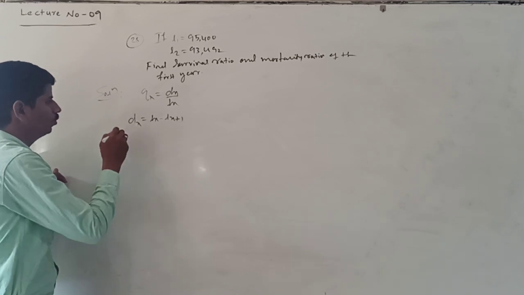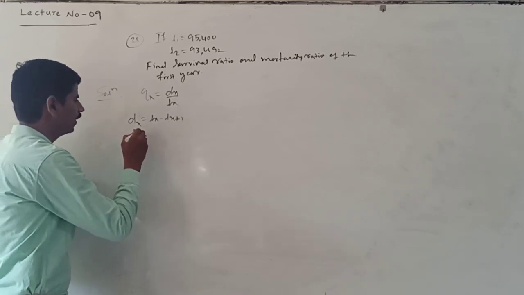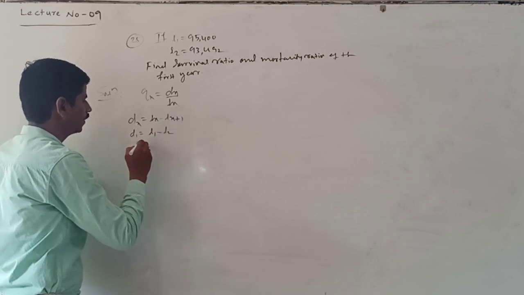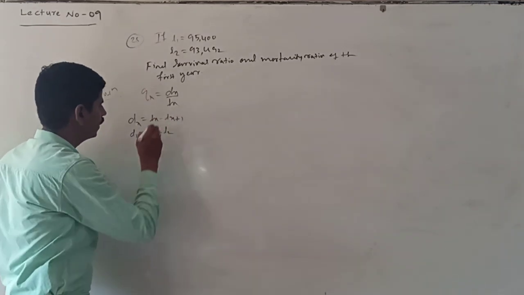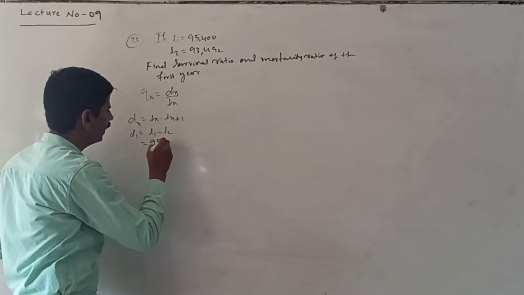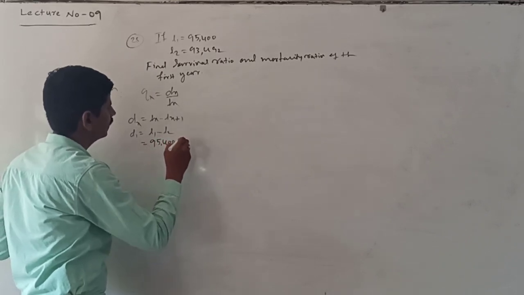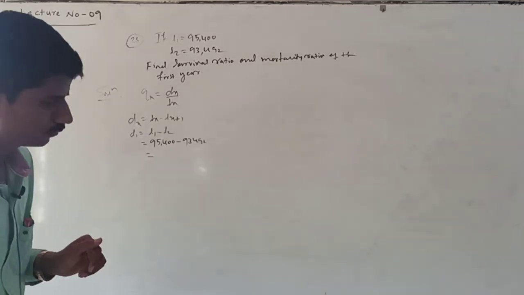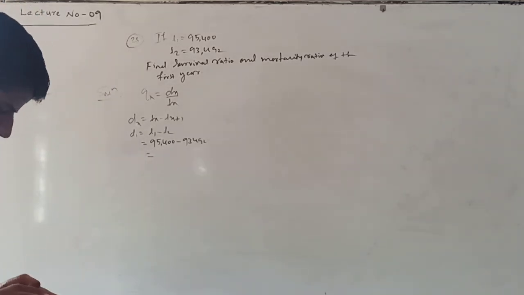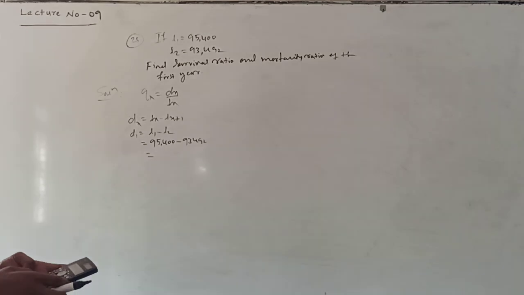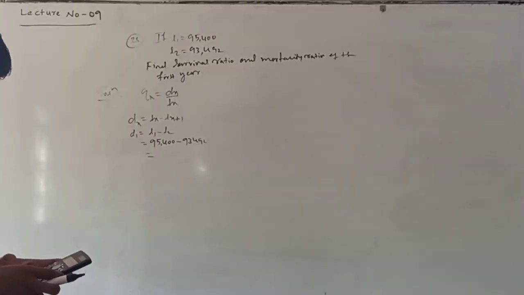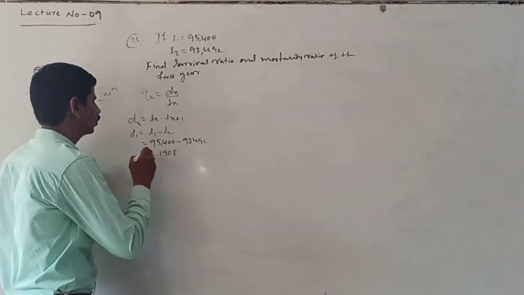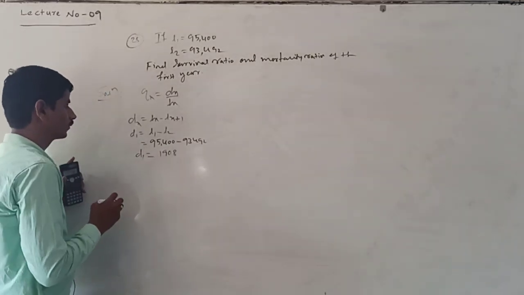Put x equal to 1. d1 equal to l1 minus l2, since 1 plus 1 is 2. That is 95,400 minus 93,492. Then we get 1908.